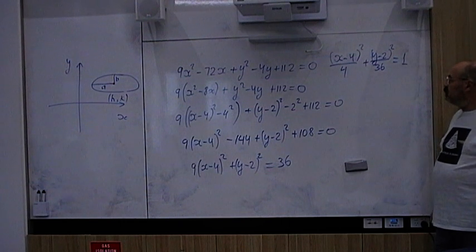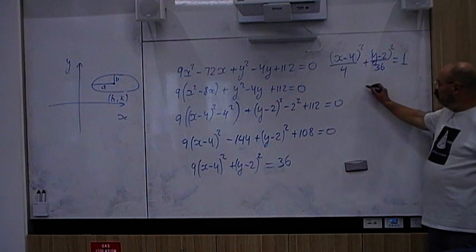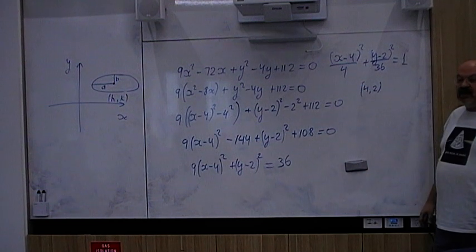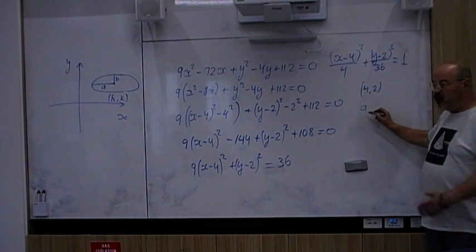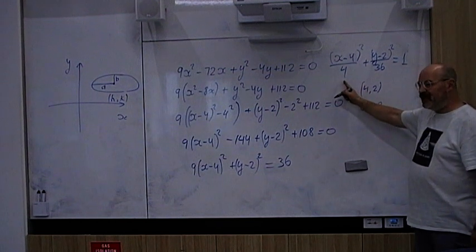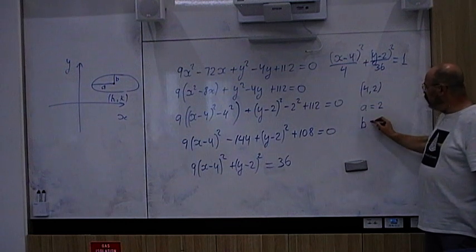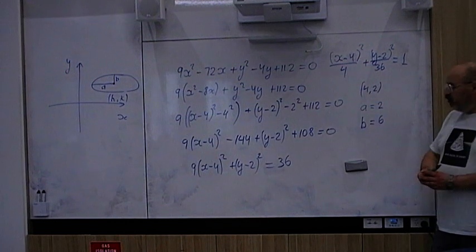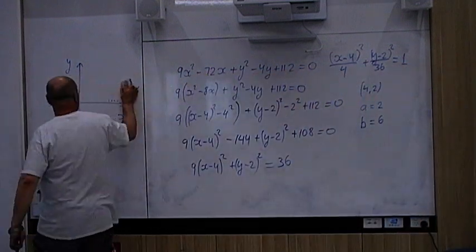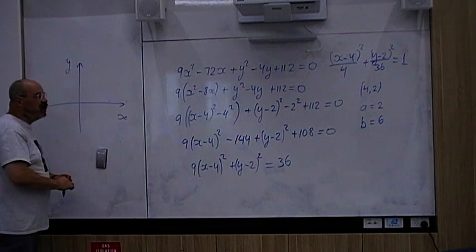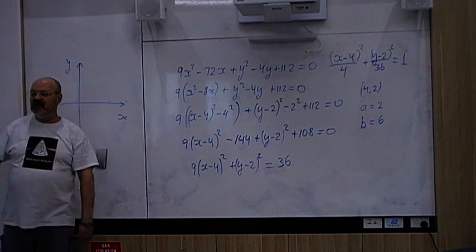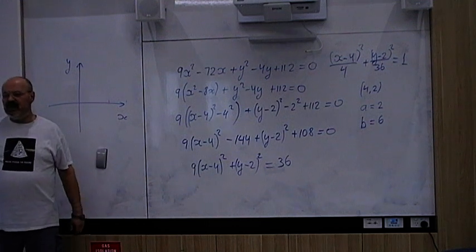What are the coordinates of the center? 4, 2. Now, what are the semi-axes? a, the horizontal semi-axis, is 2. Why 2? This is a squared, it's the square of the semi-axis. And b equals 6. We have almost everything to sketch the ellipse. So we have the center. In which direction will this ellipse be longer, horizontal or vertical? It will be longer in the vertical direction.